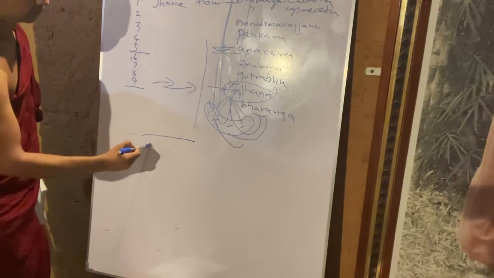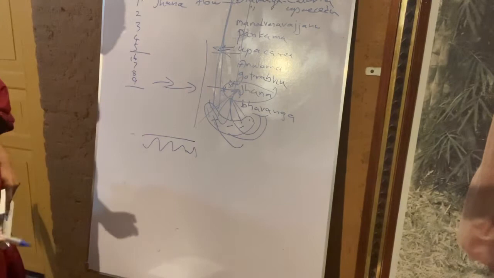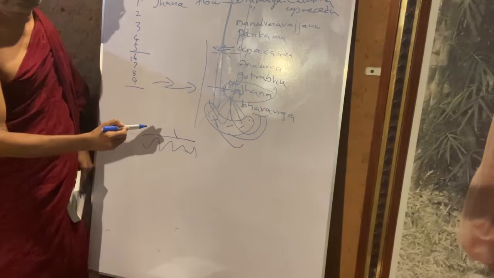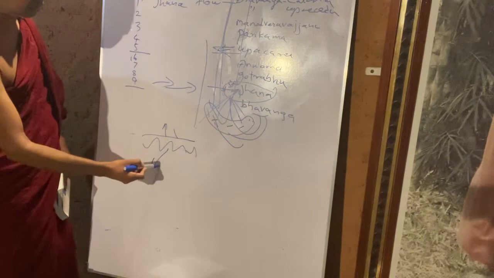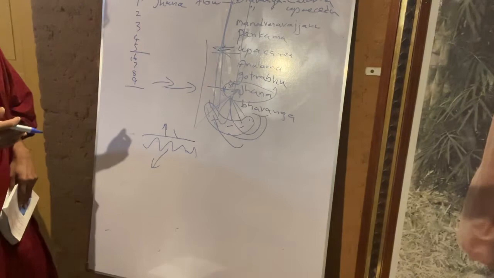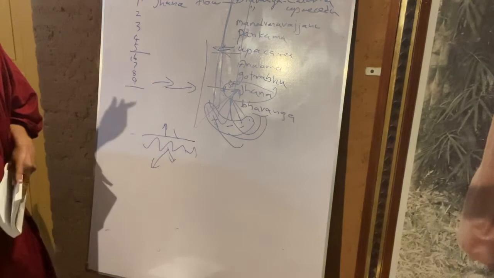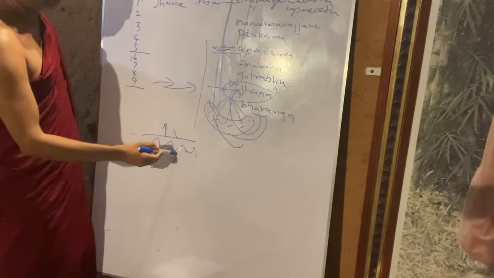Excess concentration is like this, maybe. In the first jhana, the five hindrances are well suppressed and the five spiritual faculties are well balanced. But in excess concentration, hindrances insert into it from time to time, and the five spiritual faculties are not well balanced, not powerful, and not equal. This is the biggest difference between excess concentration and first jhana.